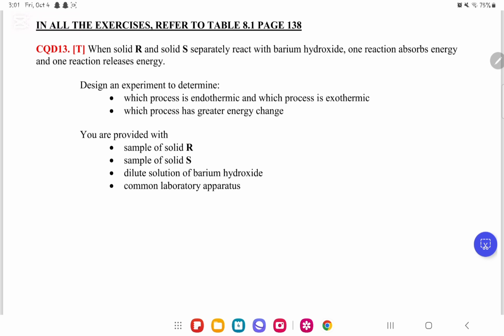CQD number 13. When solid R and solid S separately react with barium hydroxide, one reaction absorbs energy and one reaction releases energy. So they want us to design an experiment to determine which process is endothermic and which process is exothermic, and which process has a greater energy change. So you are provided with a sample of solid R, a sample of solid S, a dilute solution. Dilute solution means aqueous, okay, and common laboratory apparatus. What can we do?